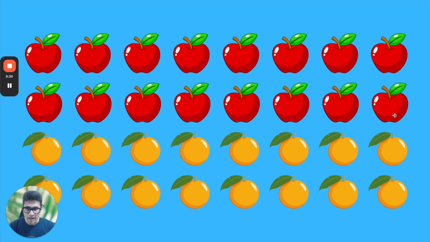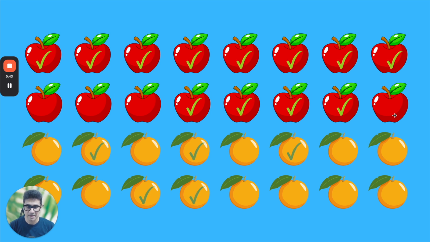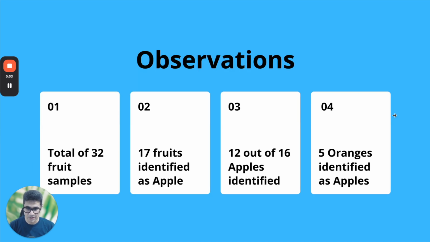So let's assume you have this data set where you have 16 apples and 16 oranges. Your job is to correctly identify apples within this bunch of fruits, right? You write a model and now you're testing it. What you get is you have identified 17 fruits as apples, of which 5 are oranges and of which 12 are really apples. So the observations are: a total of 32 fruits, 16 plus 16; 17 fruits identified as apple; 12 out of the 16 real apples were identified as apples, and 5 oranges were identified as apples, right? So this is your observation.